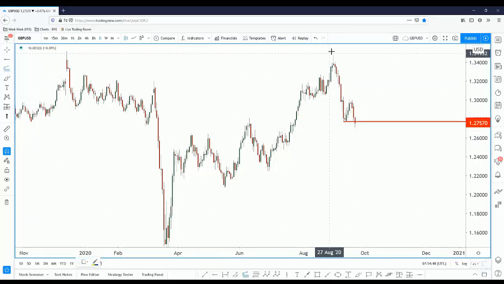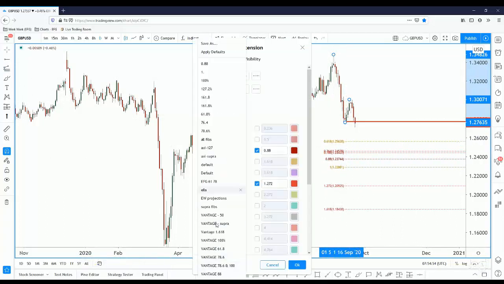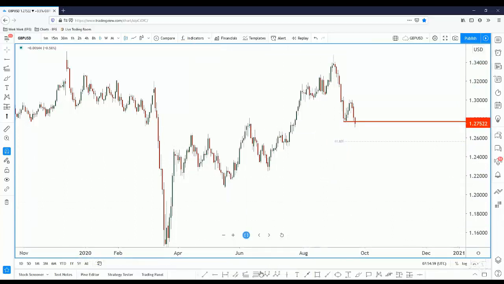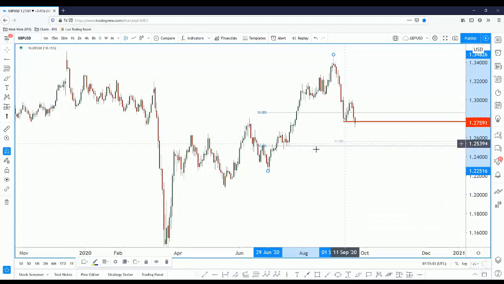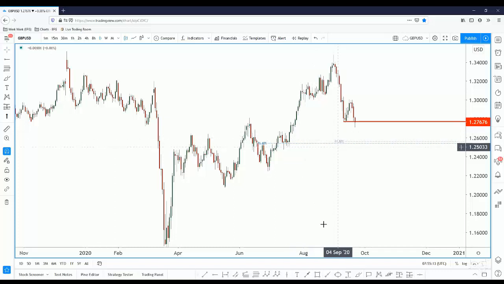Now we can use the extension from the high, 0.1, 0.2, 0.3, and the first level is 61.8, so let's just go ahead and select the 61.8, and we can use retracement of the last movement up, and we see that this 61.8 is also quite close to the 78.6. Actually, we can even tighten it to the 76.4. Not much of a difference, but it just makes the presentation nicer.